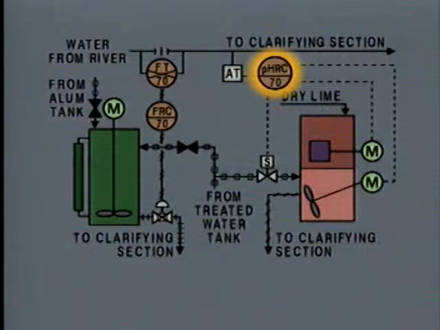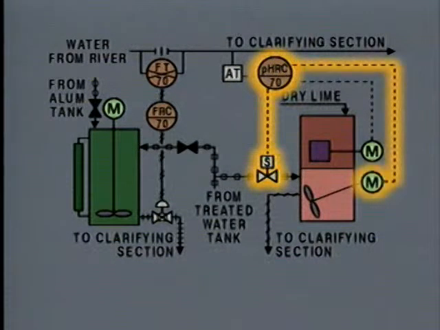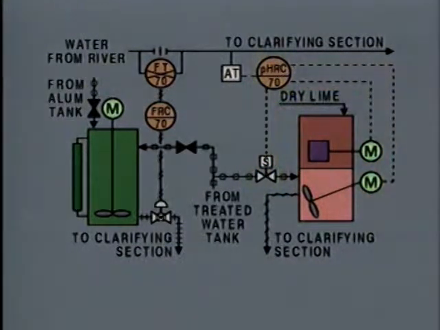The pH recorder controller records the pH of the raw river water. When the pH of the raw water is too low, the controller sends an electrical signal to the solenoid-operated control valve, to the mixer motor, and to the motor on the lime shaker. The solenoid opens the valve to admit water to the tank, and the two motors start to operate.